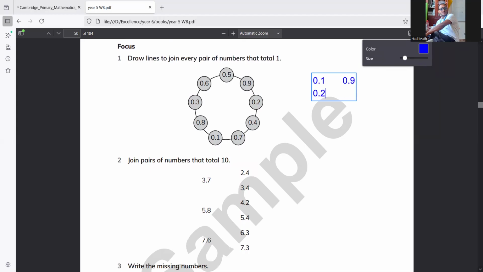And 0.2 to be 1, it needs 0.8. And 0.3 to be 1, it needs what? It needs 0.7. And 0.4 to be 1, it needs 0.6. And 0.5 to be 1, it needs 0.5 again. And when we say 0.6, we repeat it. 0.6 needs 0.4. 0.7 needs 0.3, and so on.